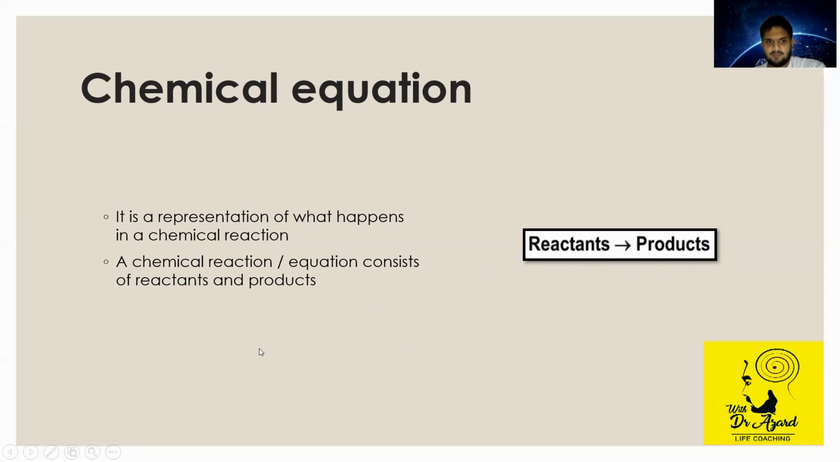Okay, so basically if they ask you a question, what are the main components of a chemical reaction, then you would easily say that reactants are a must, products are a must, and then to show the direction of the reaction, we definitely need an arrow sign. Okay.